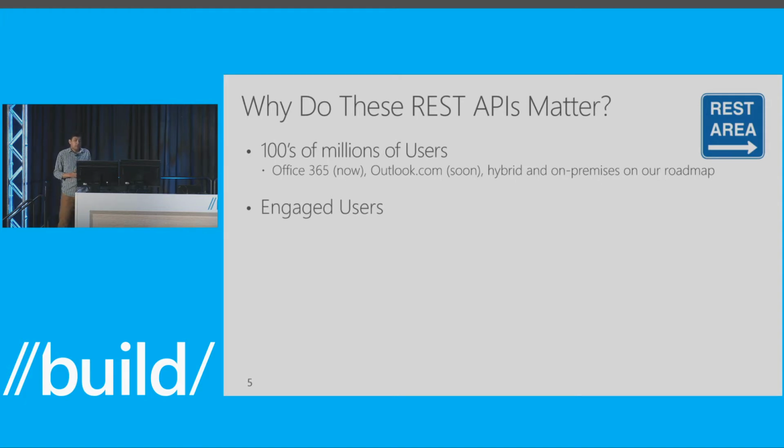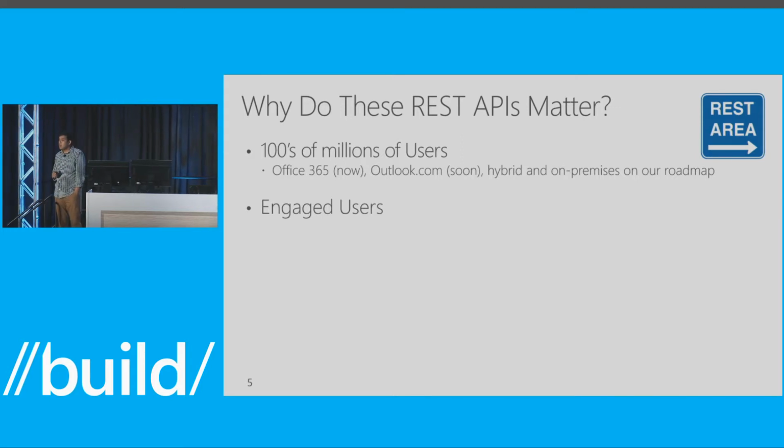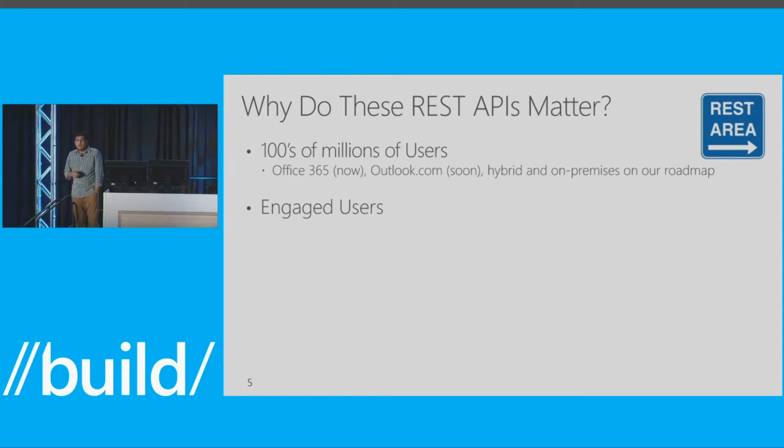Secondly, if you're an app developer, you want to be targeting engaged users. Folks who use Office 365 are definitely that, right? These are small business enterprises whose business depends on this. They spend a bunch of time curating this data. These are business-critical files, calendar, emails. So these APIs will throw open the door for you to access this rich data and provide more productive scenarios for these customers.